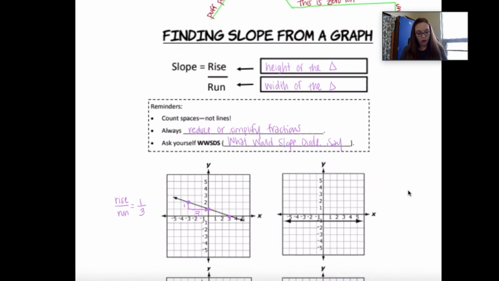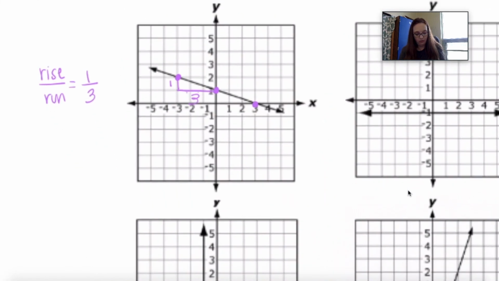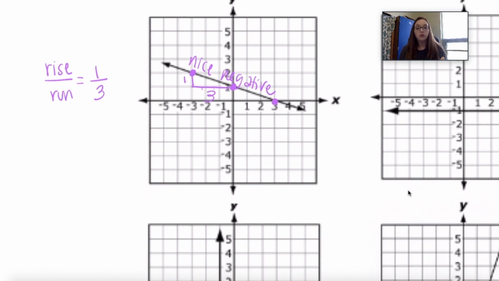So if we go all the way back up here to the top, it looks the same type as this. He would say nice negative. So let's write that in. Nice negative. So that means that this line has a negative slope. So the slope is not 1 over 3. It is negative 1 over 3. Go ahead and let's highlight that. So this line has a slope of negative 1/3.